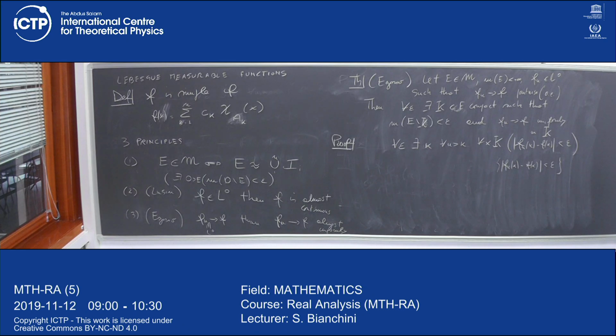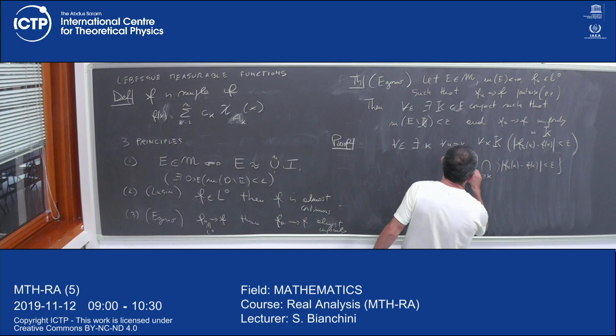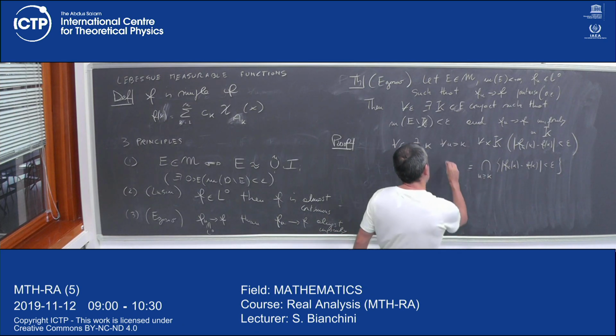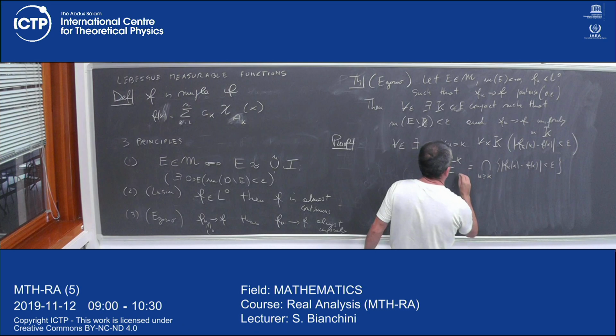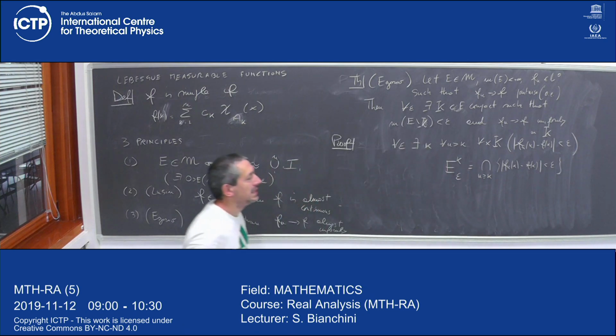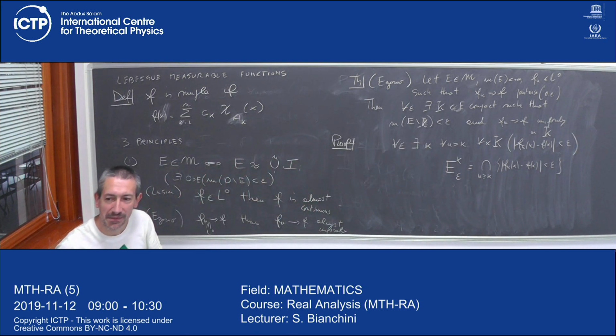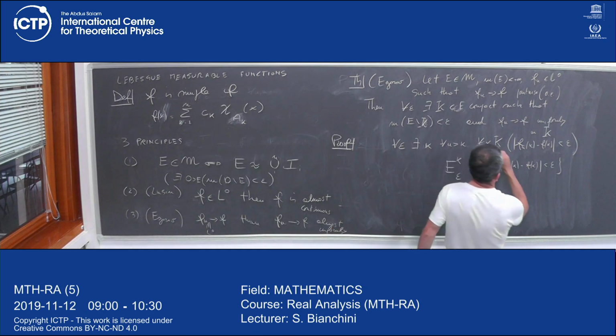An intersection over x in K. Okay. And now I define this set, let's call it E_k^epsilon. These are the set such that from some index onward, the distance of f_n to f is less than epsilon. So I translated these things.